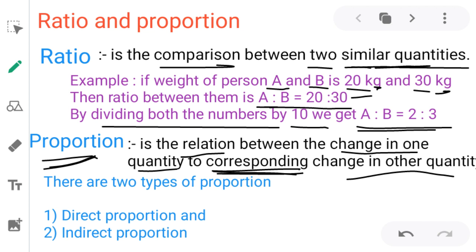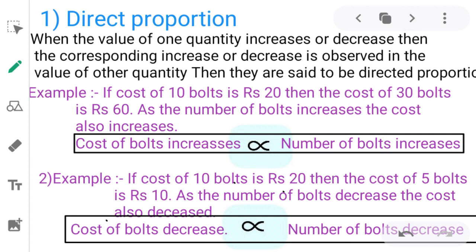The relation between the change in one quantity: if one quantity changes, the corresponding change will appear in the other quantity. This is called proportion. There are two types of proportion. One is direct proportion and the other is indirect proportion or inverse proportion. Indirect proportion is also called inverse proportion. Let's take one example for each.